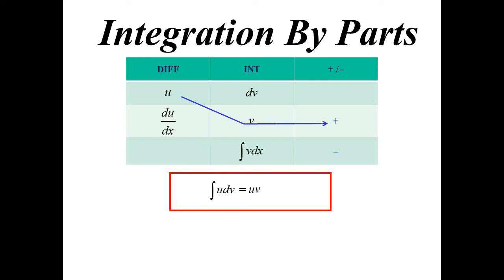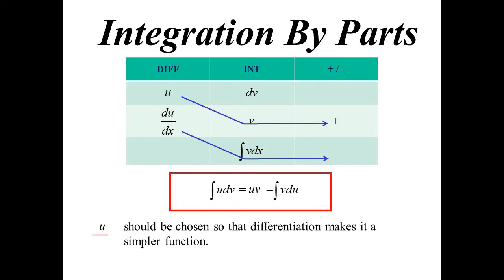Now, if I differentiate down in the first column, the second row becomes du/dx, whatever we get when we differentiate u. If I integrate in the second column to go from v, I'll get whatever the integral of v dx is. But then I do that same pattern. This time it's minus, and then we multiply those two together, and I get the integral of v du. And there's our formula. So that's the idea behind it. It's a different way of setting it up.